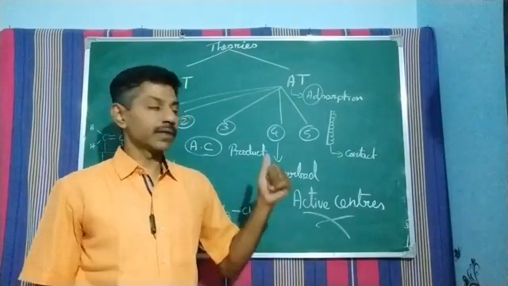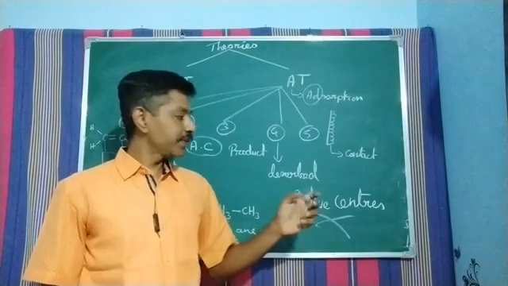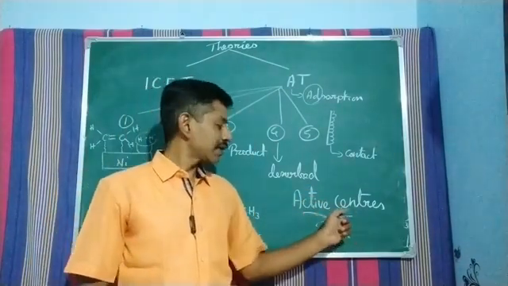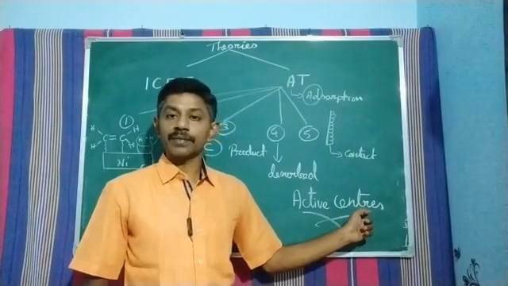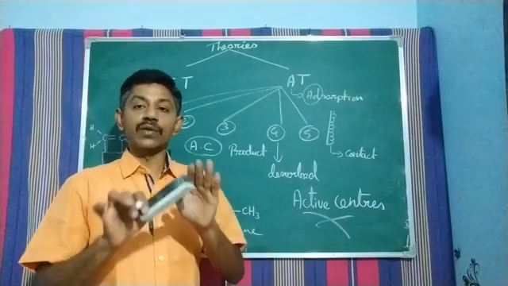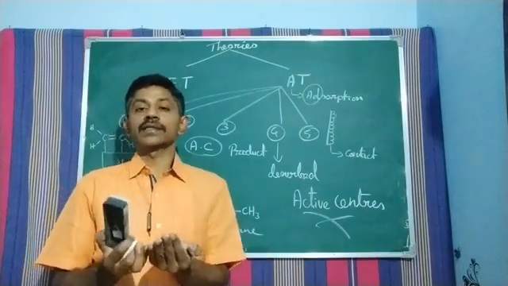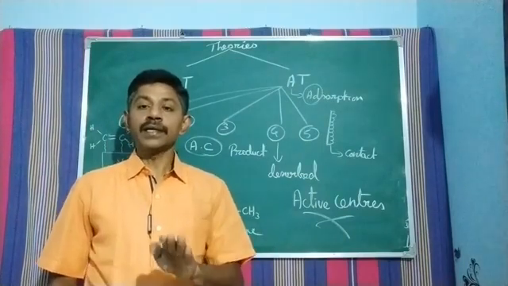For example, in Haber's process we used molybdenum. Molybdenum will go and create a lot of active centers in the iron catalyst. Instead of molybdenum, if you add hydrogen sulfide, the hydrogen sulfide will go and block the active centers of the catalyst. Thereby the catalytic activity will be decreased.